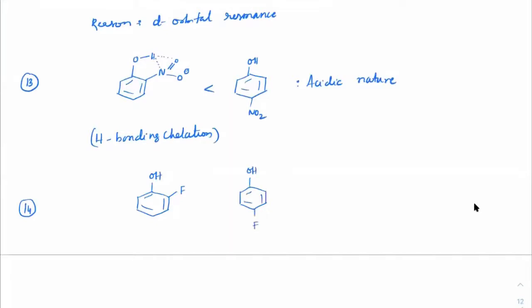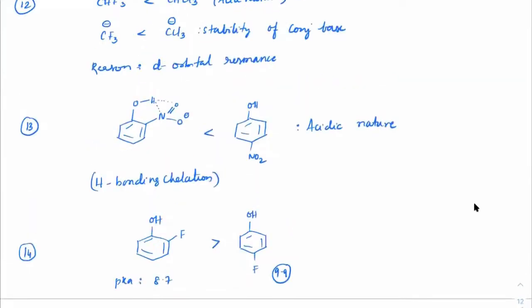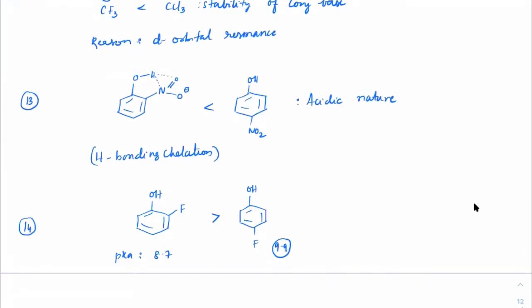Okay. Even if there is any hydrogen bonding there or not, its minus I effect is always more effective. So the minus I effect of fluorine would be much stronger at ortho position than para position. So the acidic character would be more for ortho. If you check out the pK value here, it is around 8.7 and for this it is around 9.9. Which clearly tells us that when it comes to halides, you only see the position.